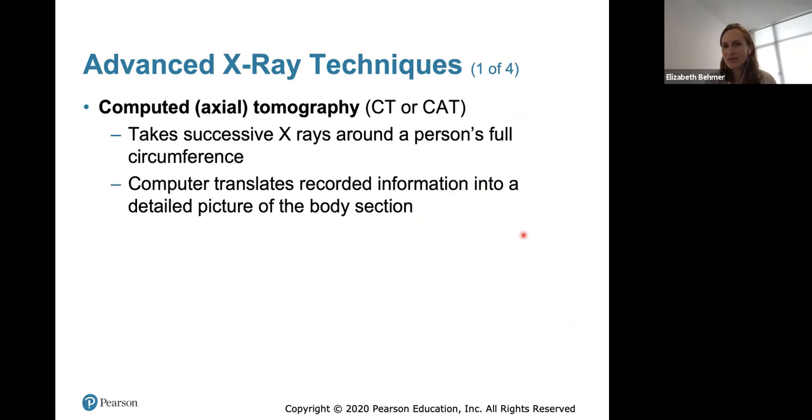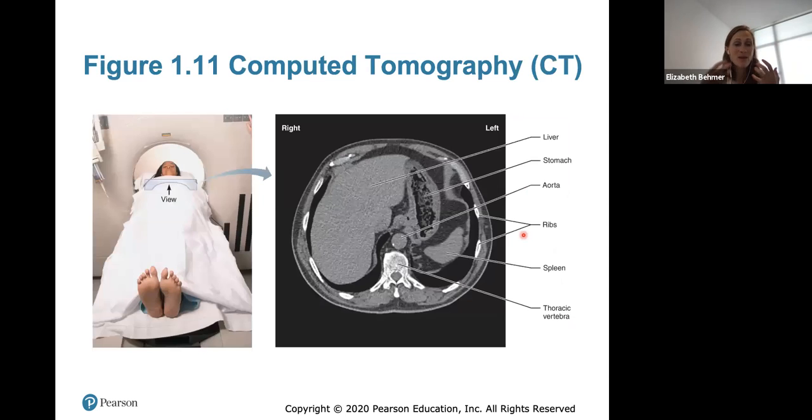Computed axial tomography is a CT or CAT scan. This takes successive X-rays around a person's full circumference, and then the computer translates the recorded information into a detailed picture of the body section. And maybe some of you have had a CAT scan before, and this is the image that would come out. So it would look like an X-ray, a little bit shorter, but it can take this whole circumference of the body.